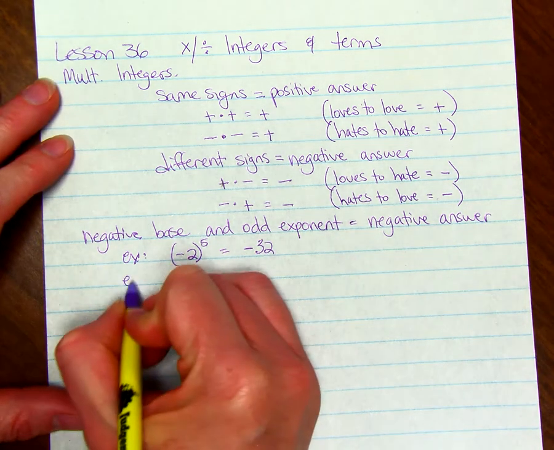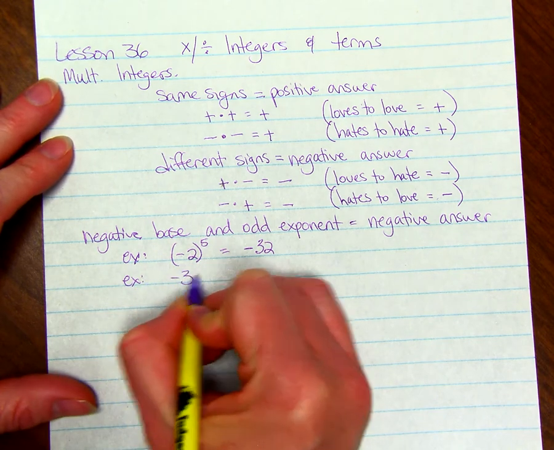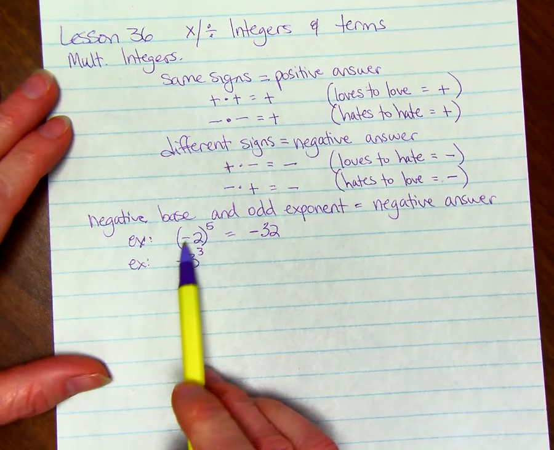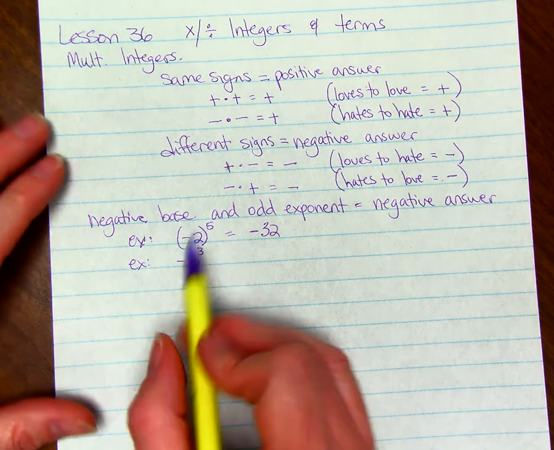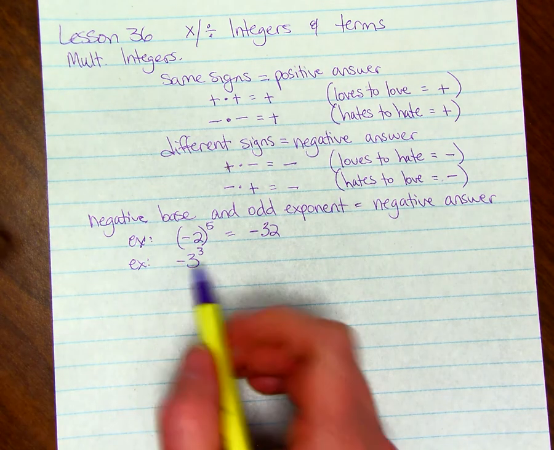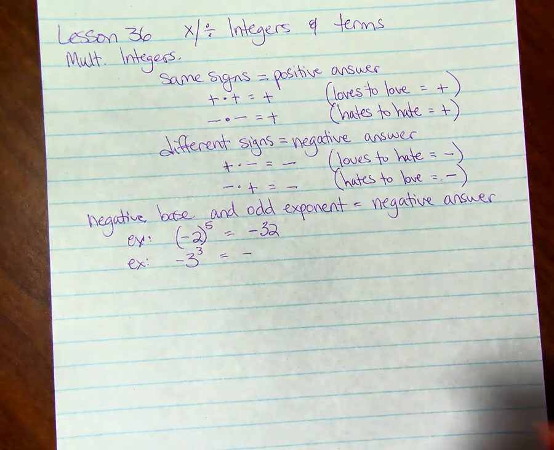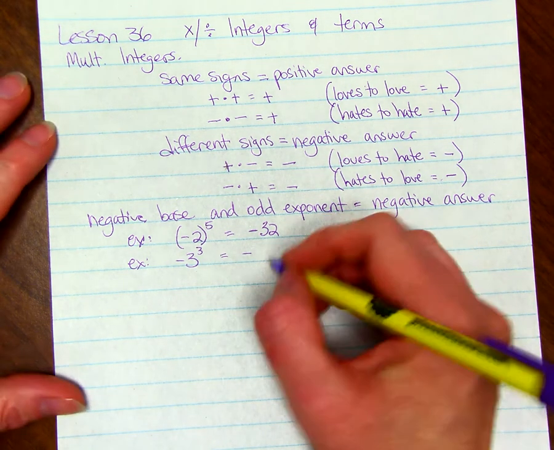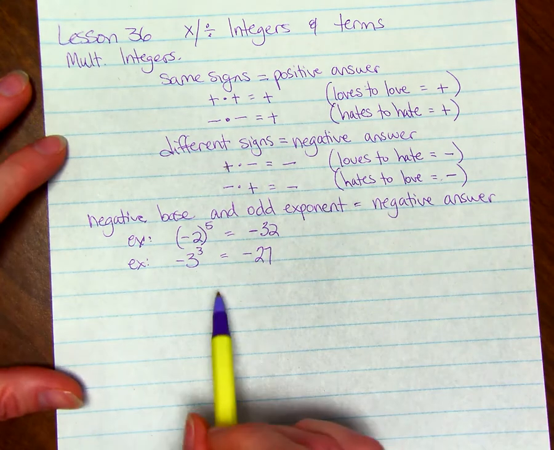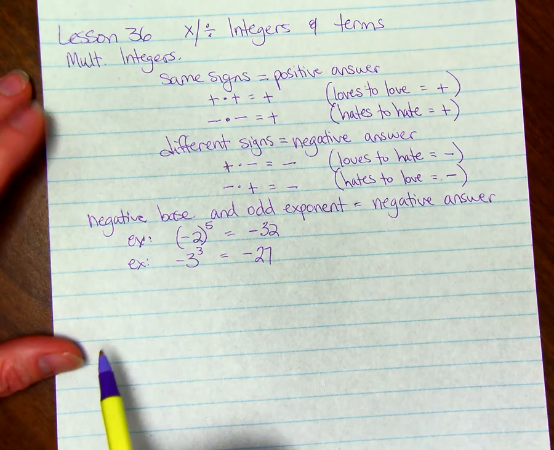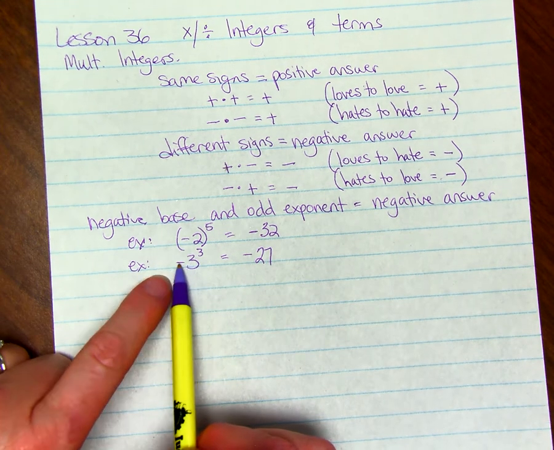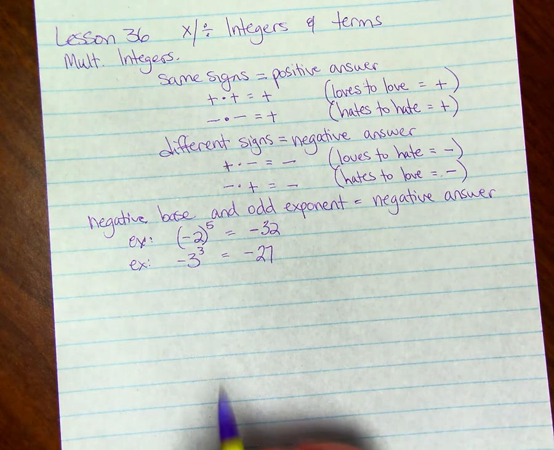And here's another example. -3 cubed. Notice that the base is just 3. This negative sign is not in parentheses. So this is going to be a negative and then whatever 3 cubed is. So 3 times 3 is 9 times 3 is 27. So the answer will be -27. And that's because the negative is not in parentheses.